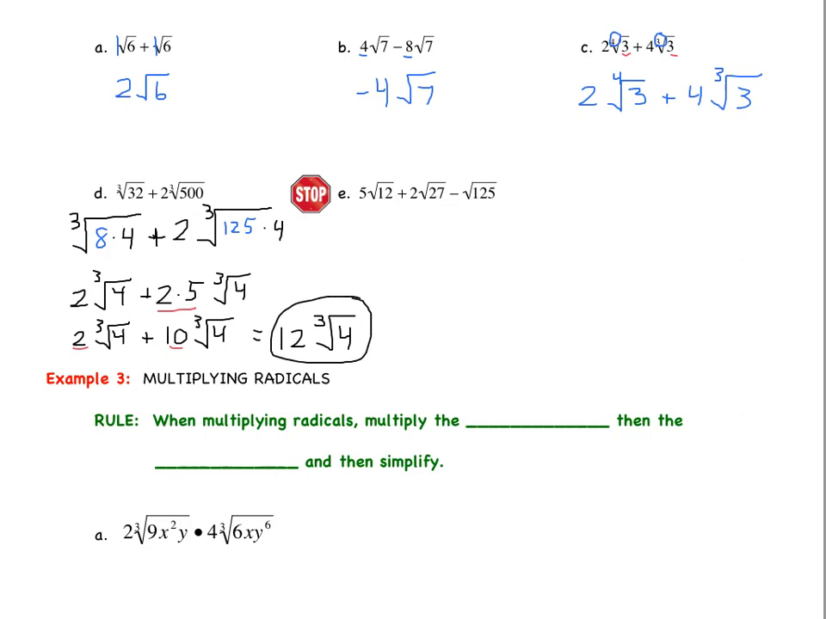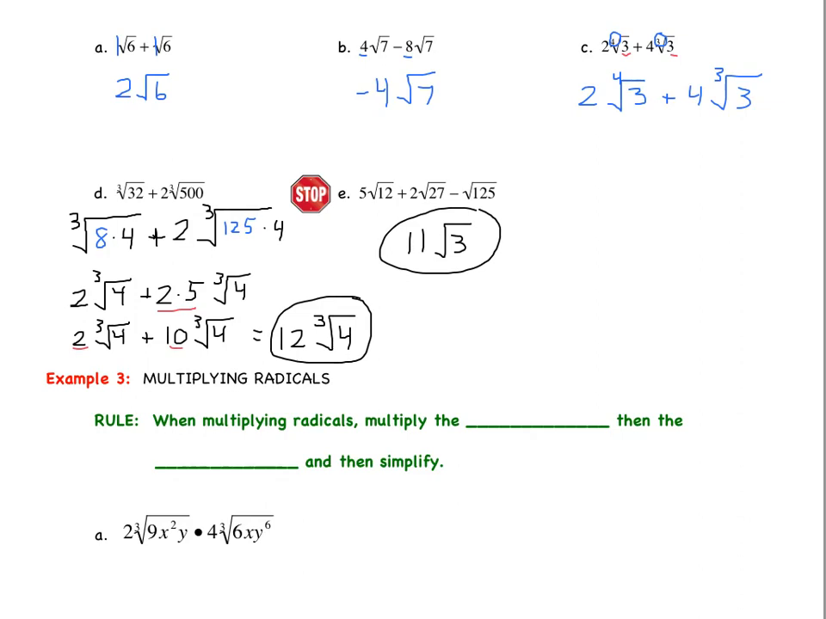Okay, all right, now I want you to pause the video and try example E on your own. And when you're done, come back and see how you did. Okay, hopefully you had a chance to try part E, and what you should have gotten was a grand total of 11 times the square root of 3. All right, if you did not get that, or you struggled with that example or any of these, make sure you ask your teacher tomorrow.